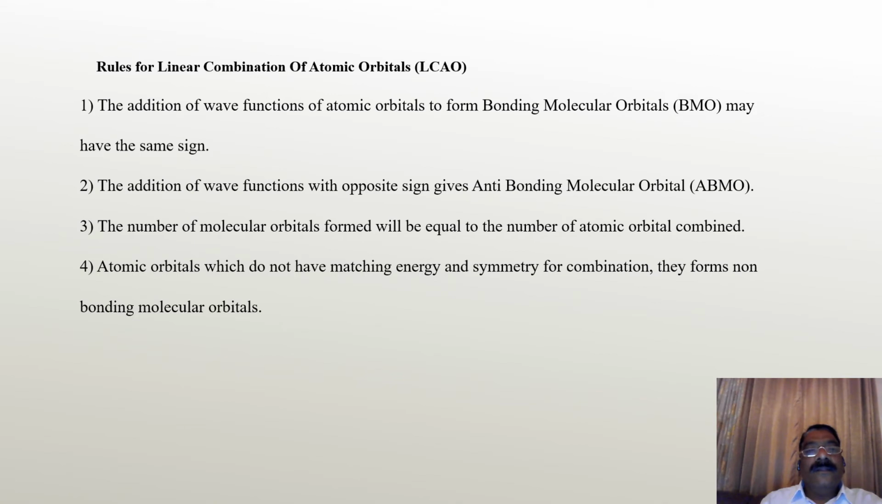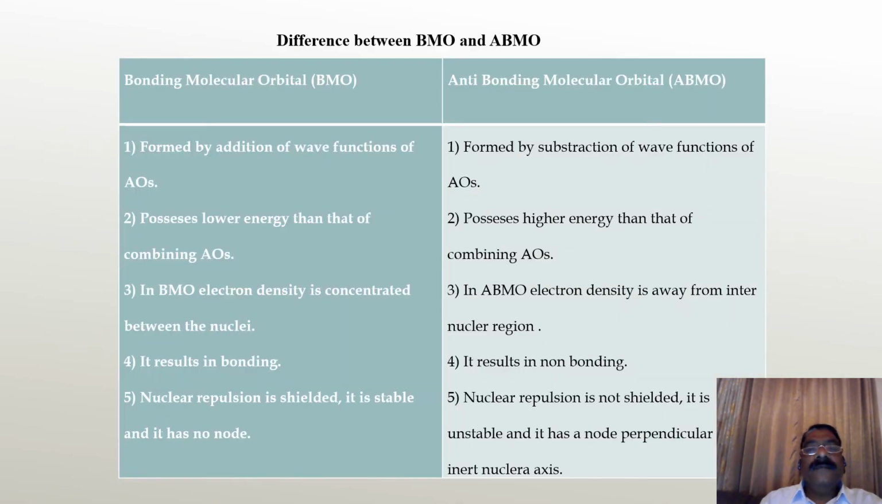Third, the number of molecular orbitals formed will be equal to the number of atomic orbitals combined. And fourth, atomic orbitals which do not have matching symmetry and energy for the combination form non-bonding molecular orbitals. There is a difference between the BMO and ABMO, bonding molecular orbitals and antibonding molecular orbitals.